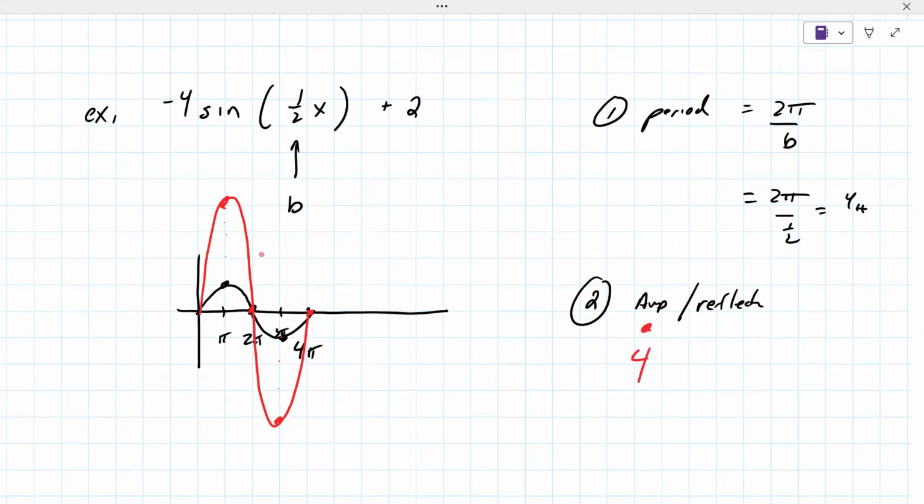That's the 4. The negative flips it completely. So if it's up at the top, it goes to the bottom. If it's at the bottom, it goes to the top. So basically it switches directions like that. All right. So that takes care of that.